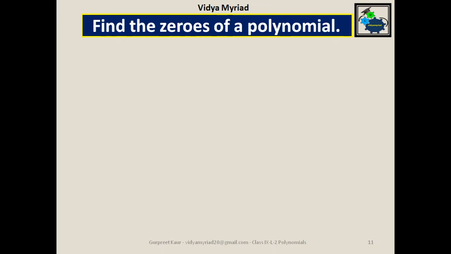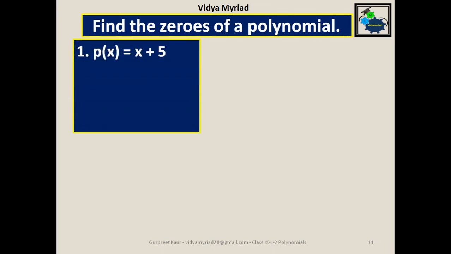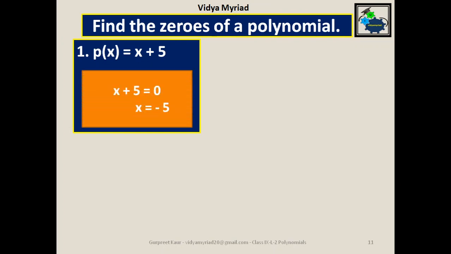Now my question is, find the zeros of the polynomial. Now you have p(x) is equal to x plus 5. I need to find out the value of x such that when I put that value in this equation, my answer comes to 0. Simply I will find the value of x by equating it equal to 0. x plus 5 equal to 0. So x is equal to minus 5, because when I put minus 5 in this equation, p of minus 5 is equal to minus 5 plus 5, which is equal to 0. So I can say minus 5 is the zero of the polynomial.